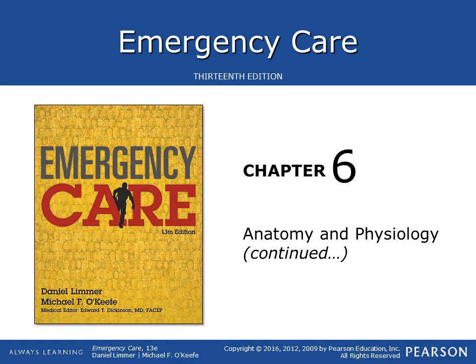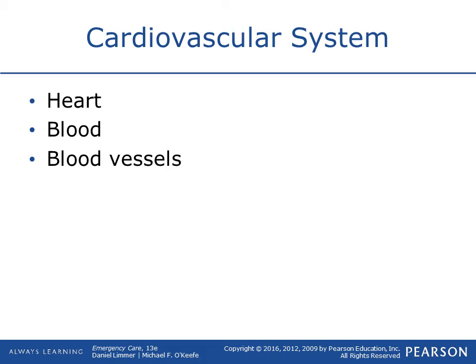So welcome to part 2 of chapter 6 A&P. This part's going to primarily cover the cardiovascular system as well as a few other elements. The basic parts of the cardiovascular system are the heart, the big pumping mechanism, the blood that is pumped through and circulated throughout the body, and the blood vessels that carry the blood.